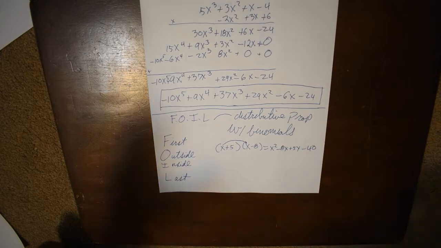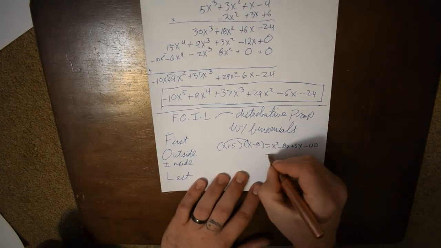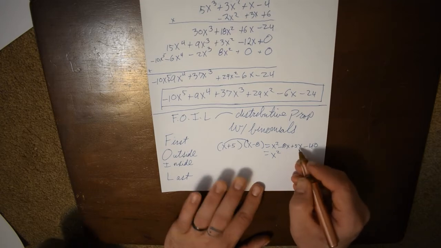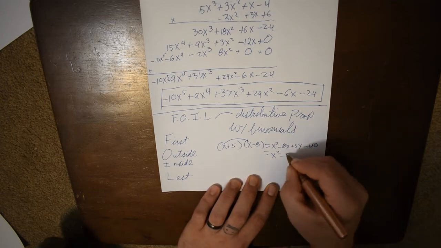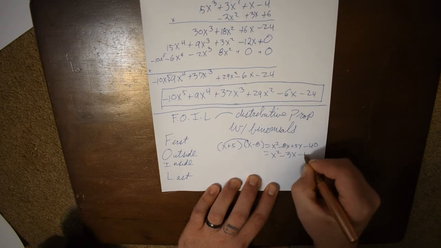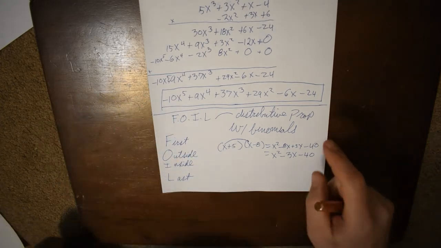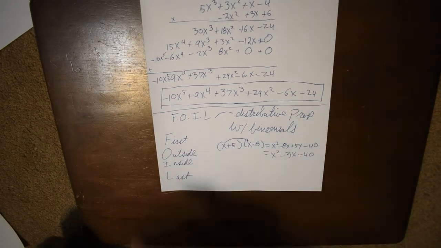Our final step is to gather like terms. So we've got an x squared. We had a negative 8x, and we gained 5 x's. That gives us a negative 3x. And we still have a minus 40 floating around on the end. So FOIL is just the distributive property. We've got a nice acronym.